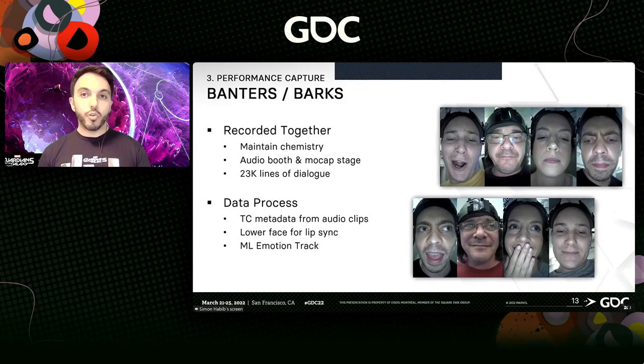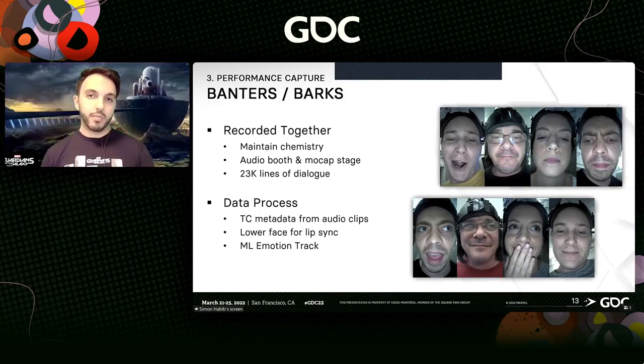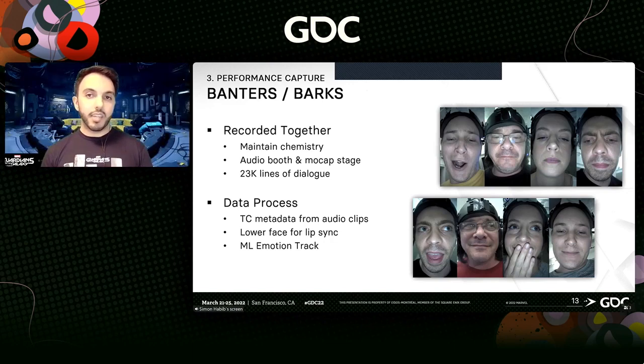In total, we recorded 23,000 lines of dialogue, and for every one of them, the actors were wearing an HMC. The videos of these performances were used to generate facial animations for our locomotion, our combat, and in-game conversations. By referring to the timecode metadata embedded in our audio tracks, we could identify the start time and the duration of each clip, so that we could clip the corresponding HMC video.